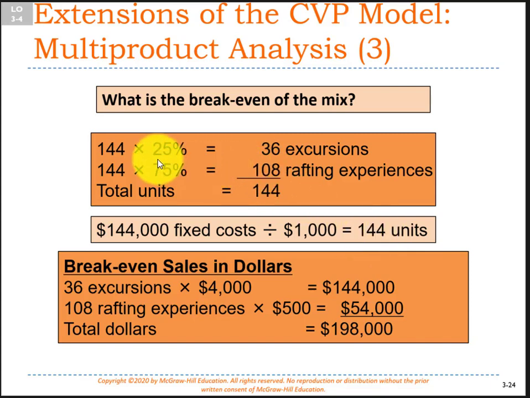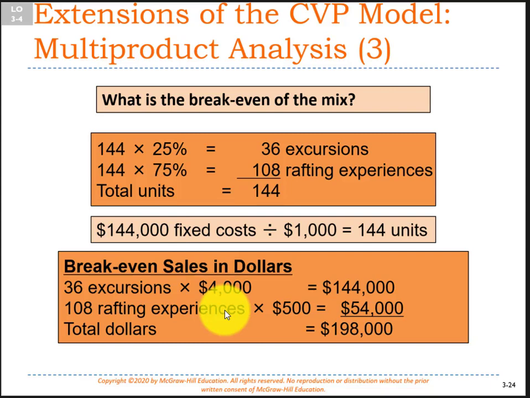Of that 144, 25% or 36 are excursions. 108 are rafting. That's 75%. So once we have the break-even, we then multiply by the sales mix percentages to get how much is each product. They should add together. Now, if you round a little bit along the way, that may not end up being a whole number, okay? And that's okay. We'll just round up usually in that situation.